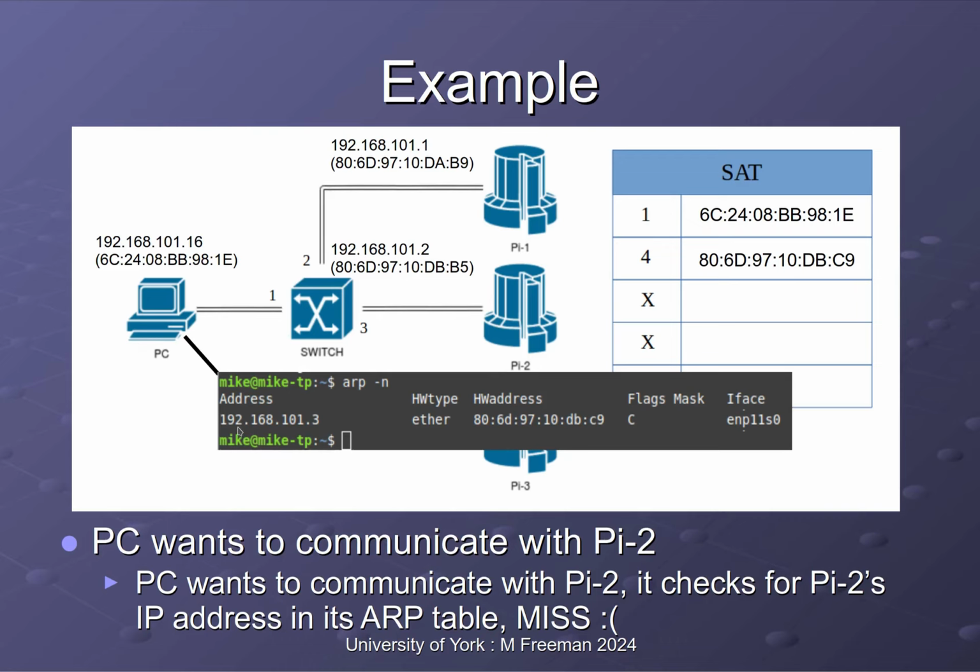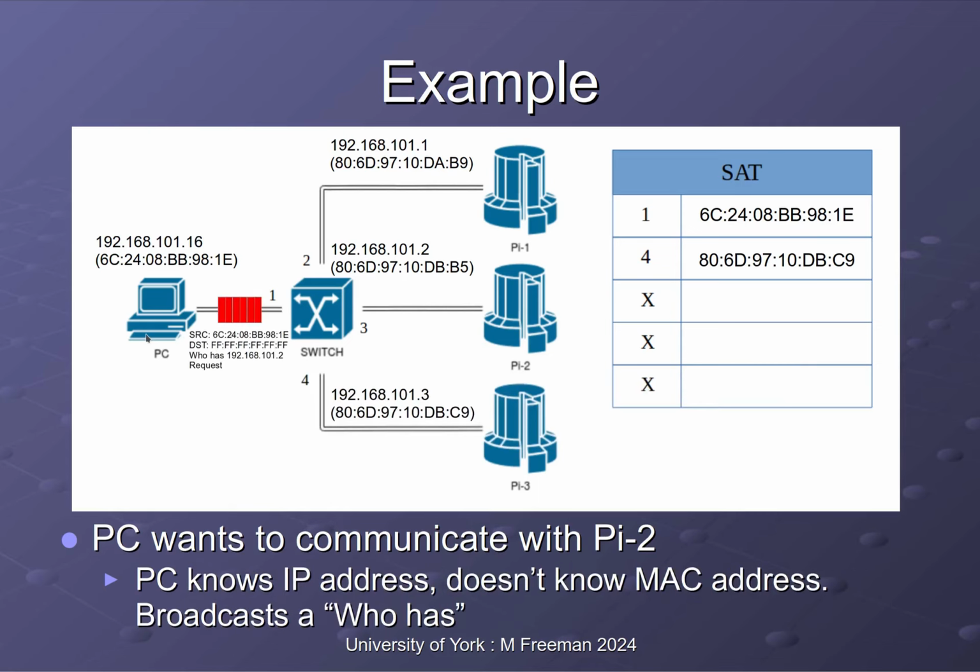It says, do I know the mapping between Pi 2's IP address and the MAC address that I need for my Ethernet frame? So again, it will know the IP address of Pi 2, so it'll know that it wants to communicate to 192.168.101.2 in this example here. So it'll look for that IP address in its ARP table. So right, it's not there, so therefore it will have to do an ARP request. It'll have to send packets out onto the network to say who has the MAC address for that IP address.